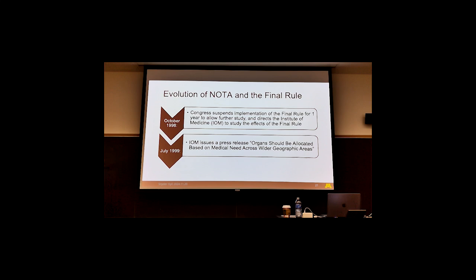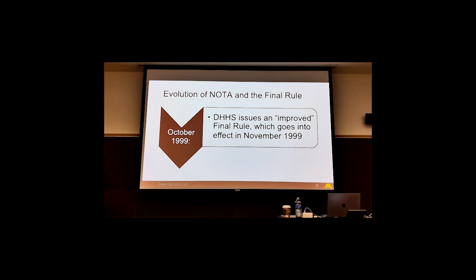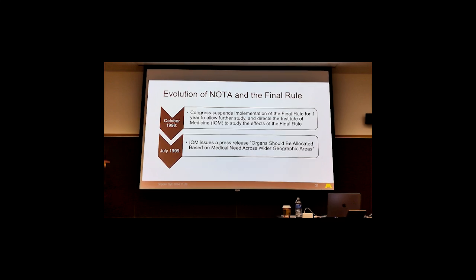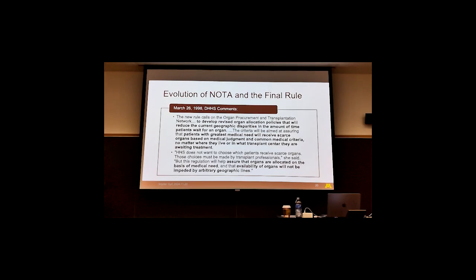So they complained. And in 1998, shortly after, they put a pause on implementation, and they asked the Institute of Medicine to weigh in. Is this the best thing to do? And so they did that in July of 1999, and I'll back up here. They issued a press release that said organs should be allocated based on medical need across wider geographic areas. Okay, they didn't say no geographic areas; they said wider geographic areas.